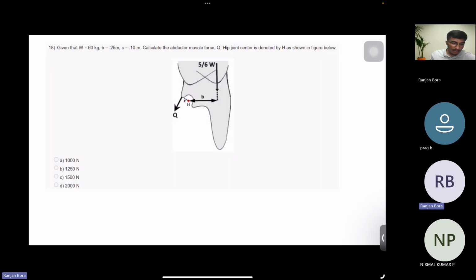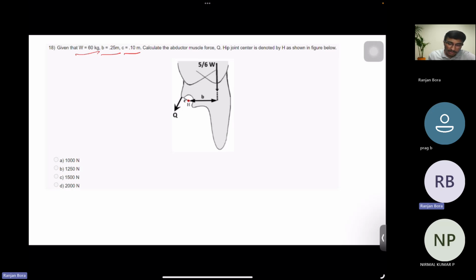Okay, next there is one numerical problem. Here what is given, W is 60 kg and B is 0.25 meter and C is 0.1 meter. Now we need to calculate the abductor muscle force Q. Hip joint center is denoted by H as shown in figure. In my previous class I have discussed this kind of problem. Yeah, I am going to first solve, then I'll verify.